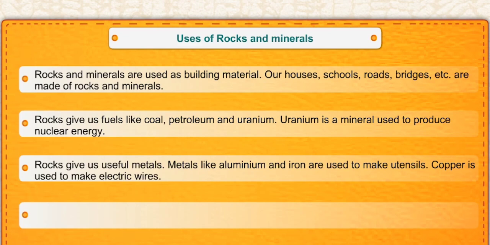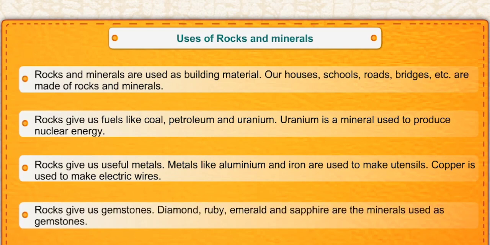Rocks give us useful metals. Metals like aluminium and iron are used to make utensils. Copper is used to make electric wires. Rocks give us gemstones. Diamond, ruby, emerald, and sapphire are the minerals used as gemstones.